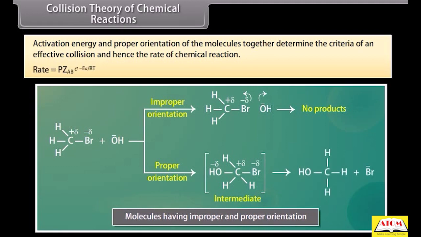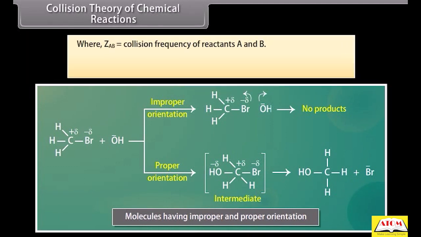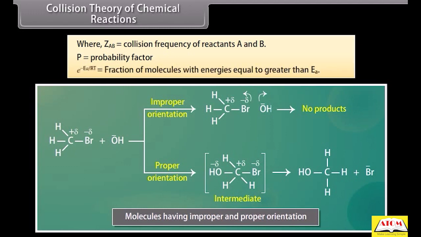Rate is equal to the product of P, ZAB, and e raised to the power minus Ea upon RT, where ZAB is equal to the collision frequency of reactants A and B, P is equal to the probability factor, and e raised to the power minus Ea upon RT is equal to the fraction of molecules with energies equal to or greater than Ea.